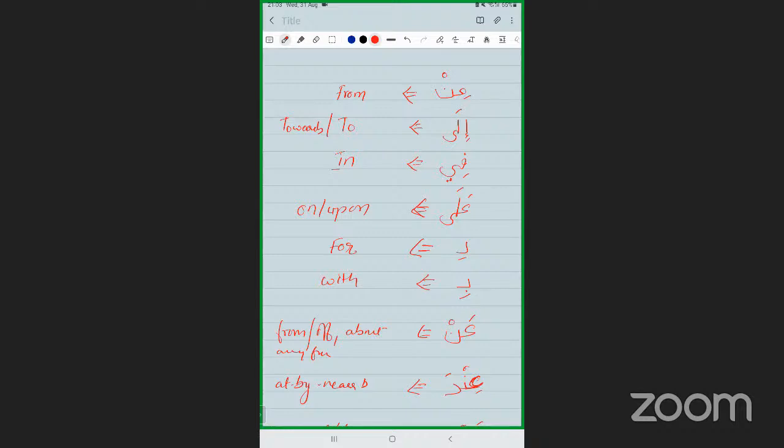Arabic is so easy. I want to say from the masjid. How will I say it in Arabic? From the masjid. Three things are there. Only two people are answering. What about the rest?